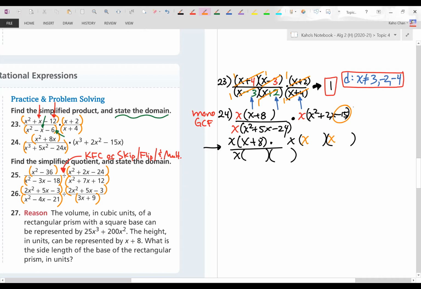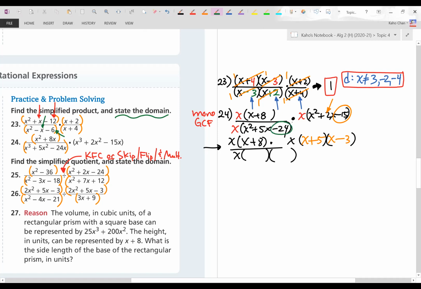What times what equals negative 15 when added together will give me 2? How about 5 and 3? One of them is negative, one of them is positive. It has to be a positive 5 because you have a positive 2, which is bigger, and that's negative 3 right there. Great. Let's go on to the bottom.